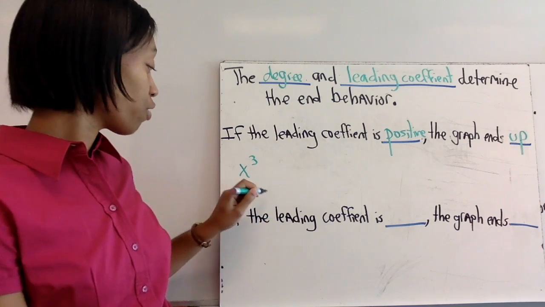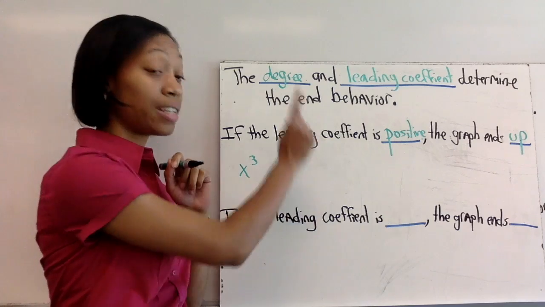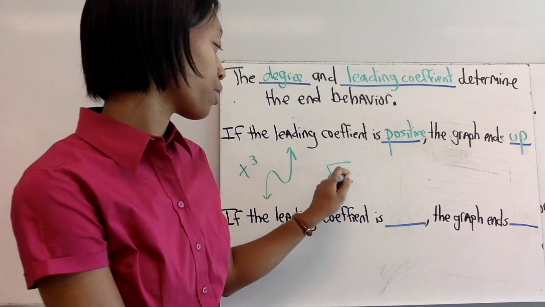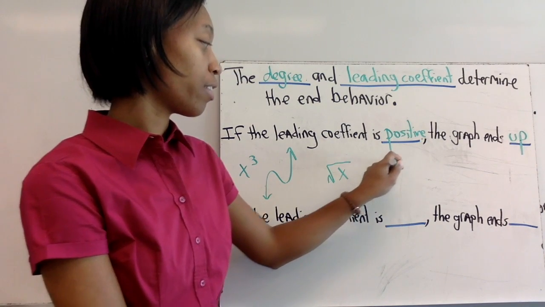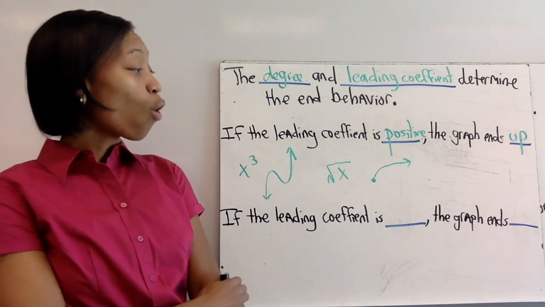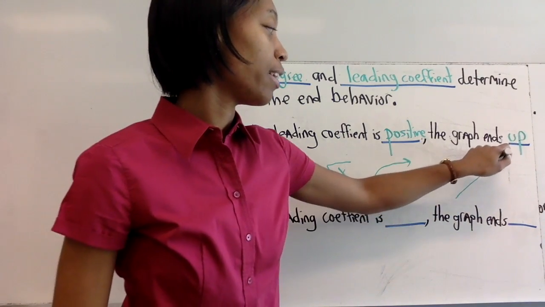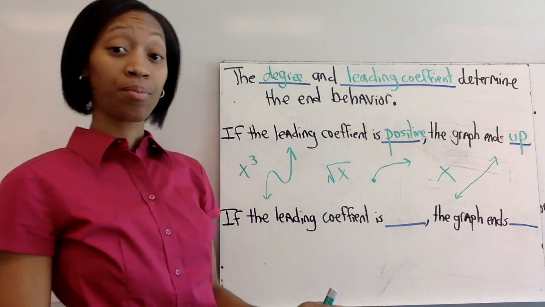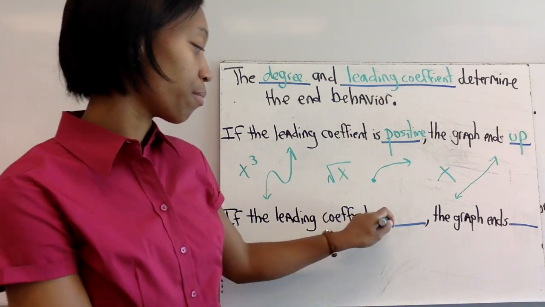Okay, the parent function for that looks something like this. But notice on the right side that it's ending going up. Here's the parent function for square root of x. Okay, notice that it starts here and it kind of goes like this. But how does it end? It ends headed up. Or we could just have a line. What if we just have x? The graph of a line. It ends going from left to right. It is headed up.